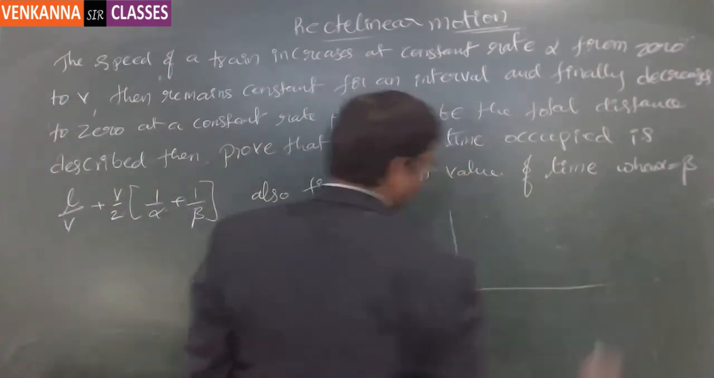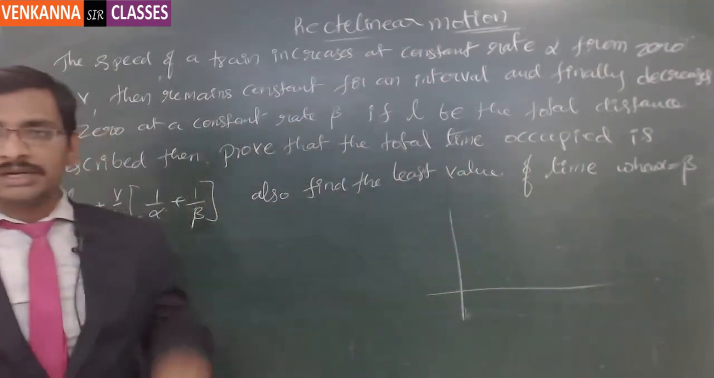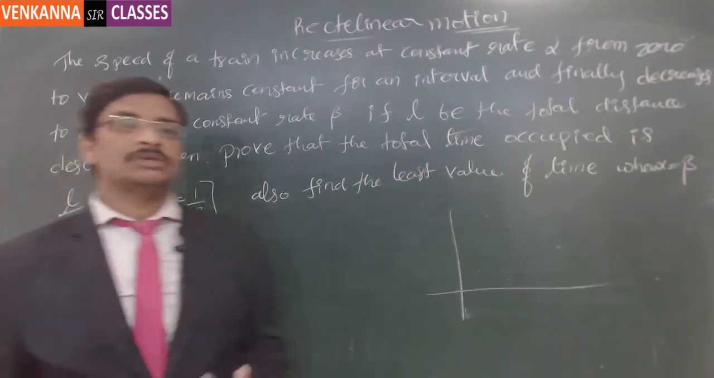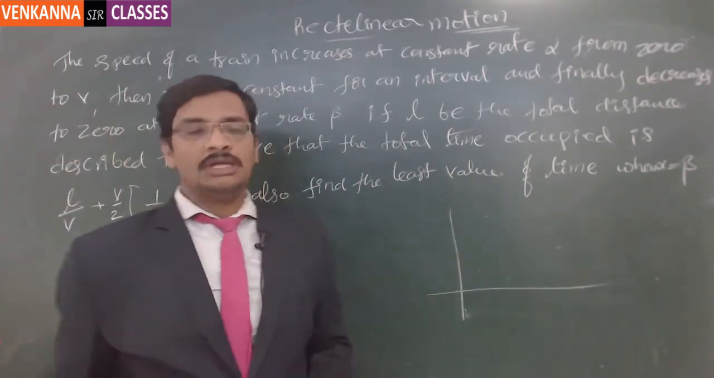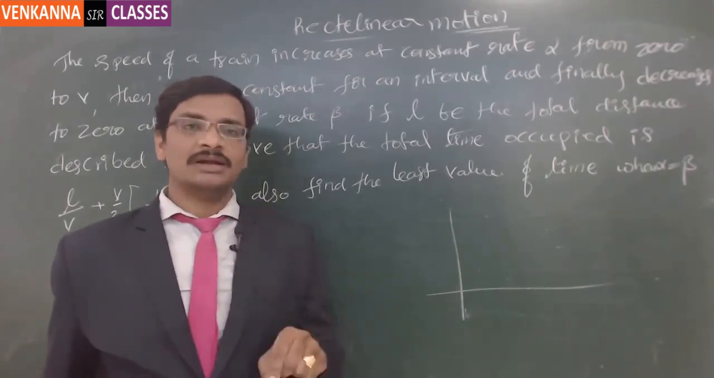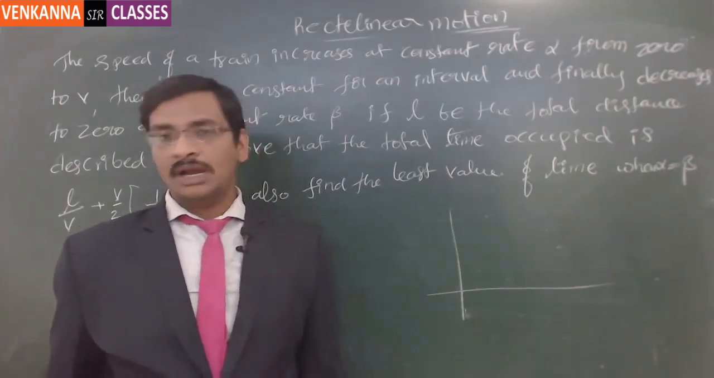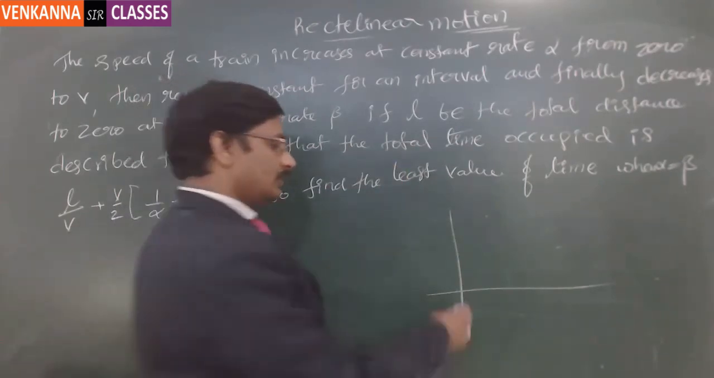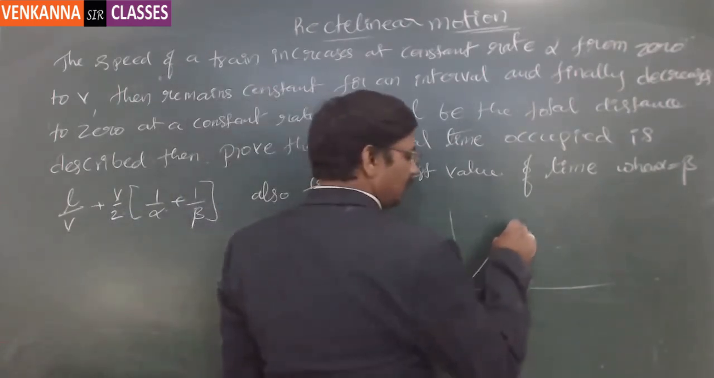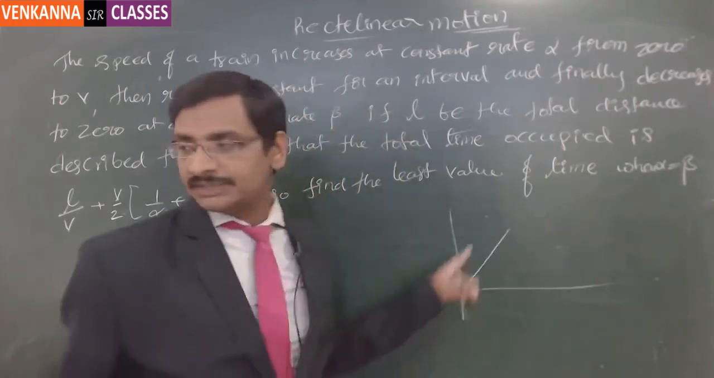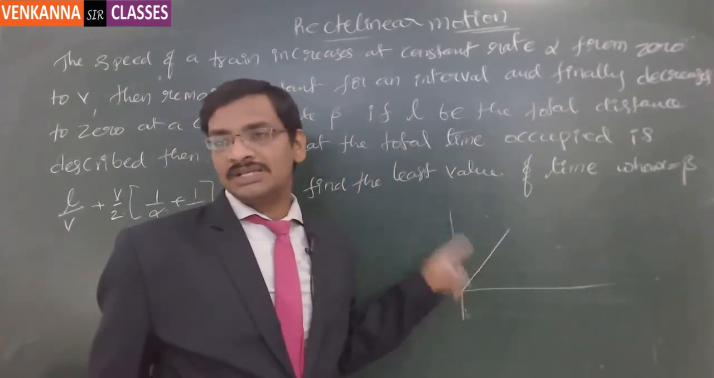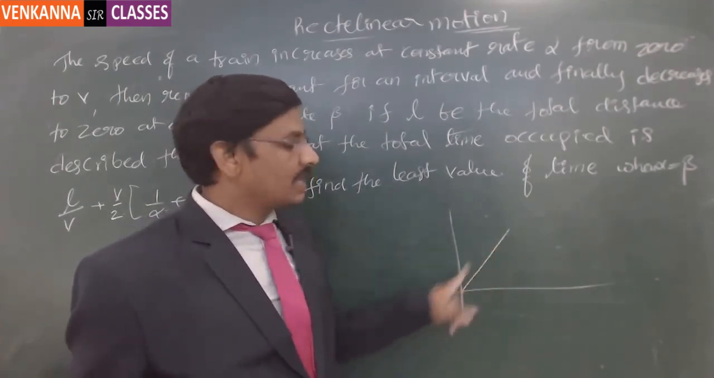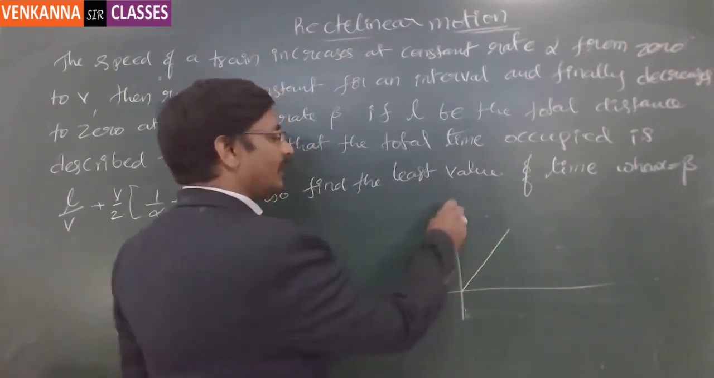That is, a train started traveling with 0 velocity. This is usually the case. Suppose a train started from Hyderabad. When it starts with 0 velocity, it keeps on rising to a certain velocity. That means it maintains a constant acceleration, and that rate of velocity change is nothing but the acceleration. So this line is having a constant slope. This is the velocity time graph.